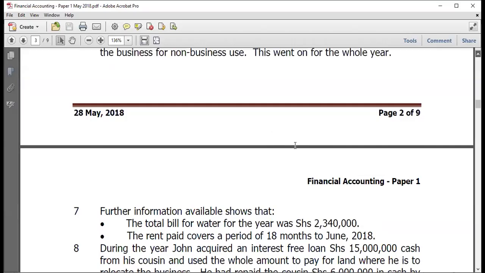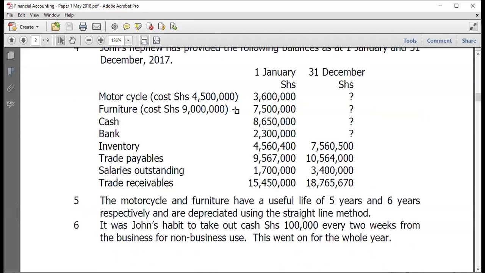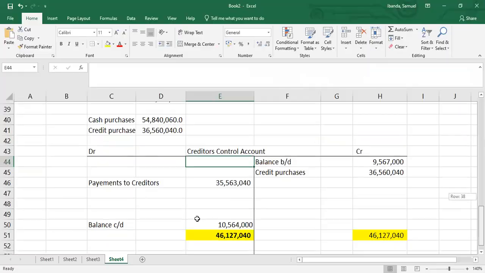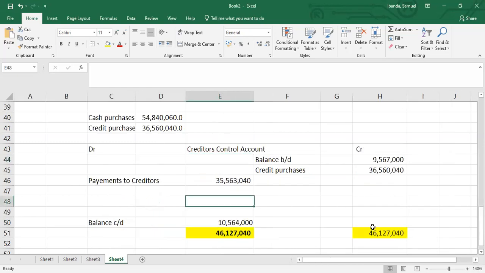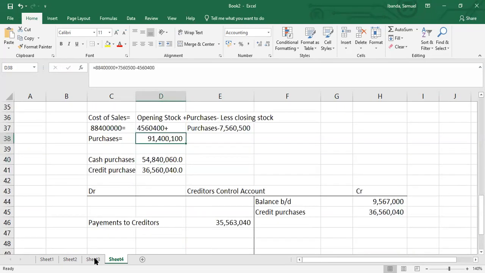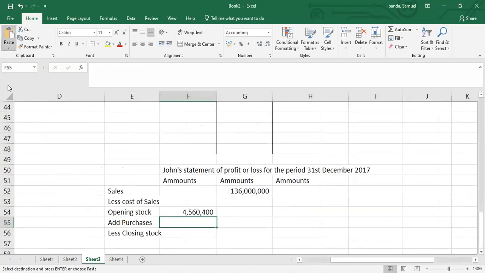So I'll still take this figure. This was my opening stock at 1st of January. Opening stock, that one. Then I'll add my purchases, which I've just calculated. My purchases were 91,400. So I'll put it there. And then I'll list my closing stock. Okay. My closing stock will come from the question.